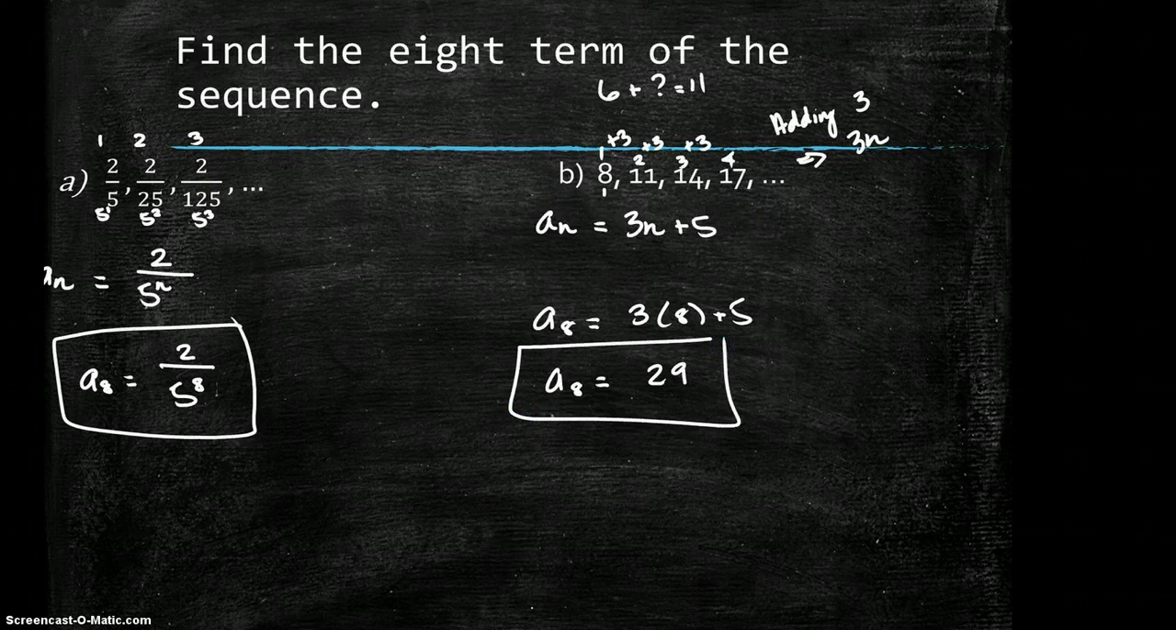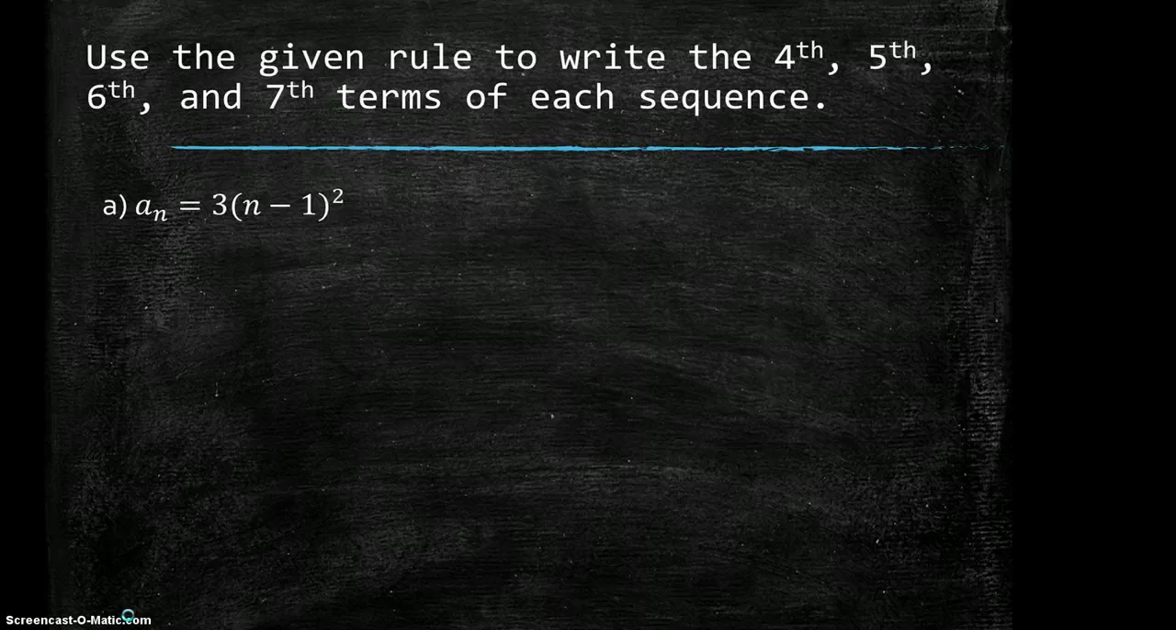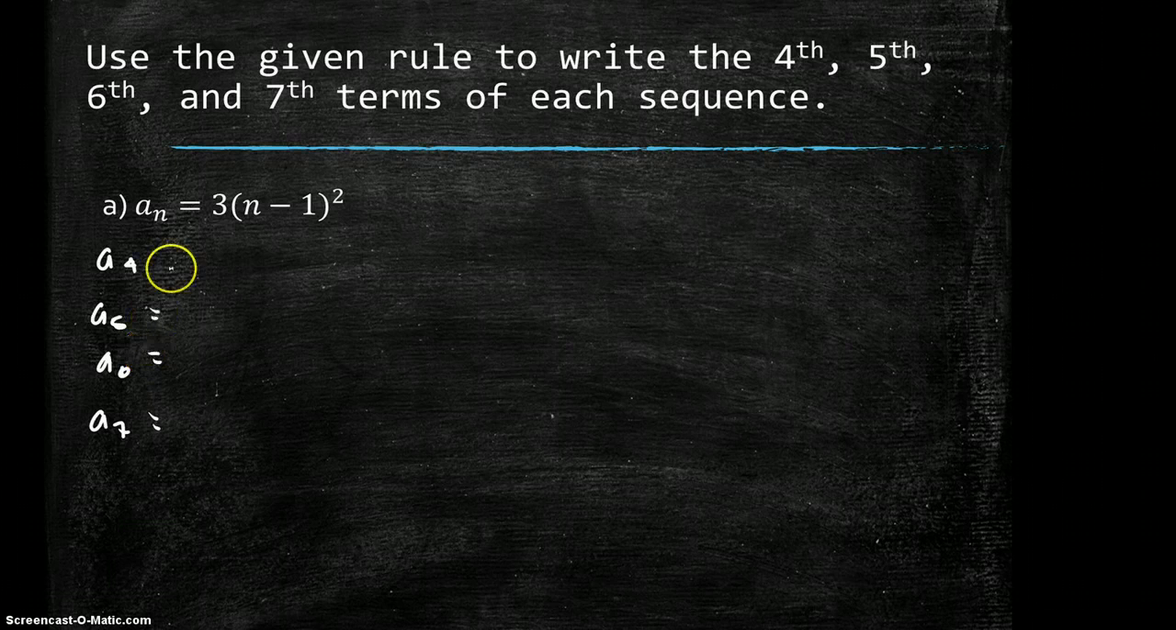All right. And for your next problem, use the given rule. So they give us the rule. That's great. I know some of you are relieved. To find the 4th, 5th, 6th, and 7th term of each sequence. So a sub 4 is what you're looking for, a sub 5, a sub 6, and a sub 7. Plug in each of those numbers for n, and then tell us what you get.